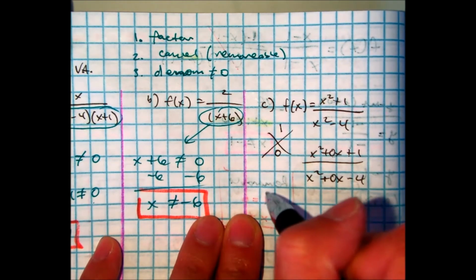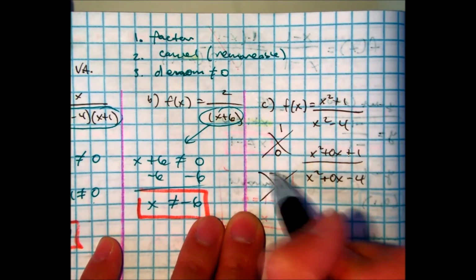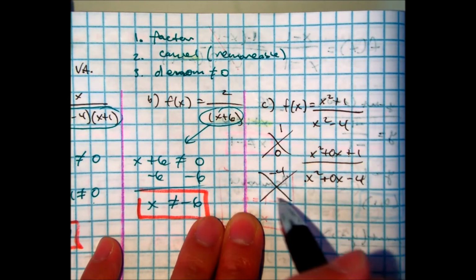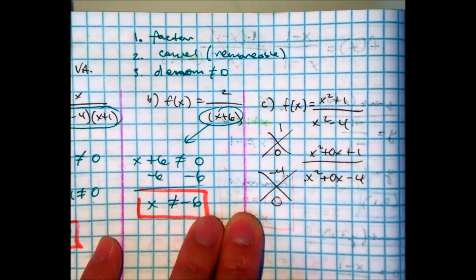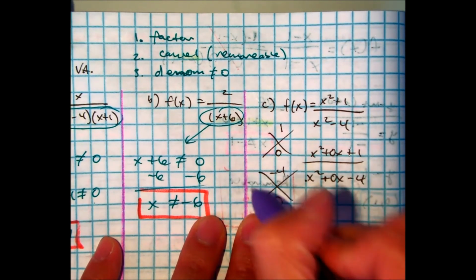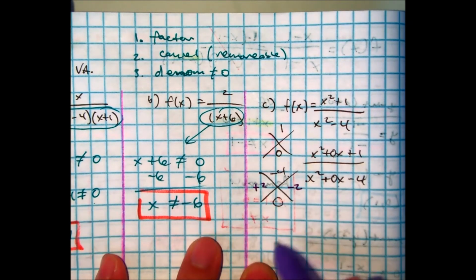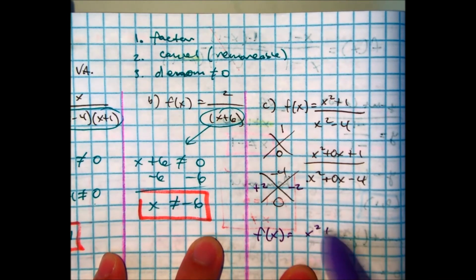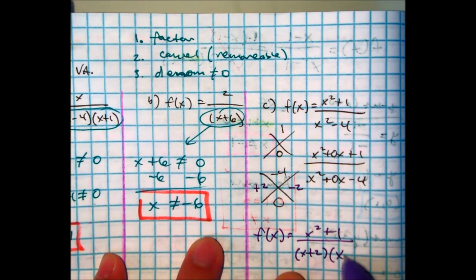How about the denominator? A times C is 1 times negative 4. B is 0. Are there 2 numbers that multiply to be negative 4 but add to be 0? 2 and negative 2. So that means it leaves my new function x squared plus 1 over x plus 2, x minus 2.